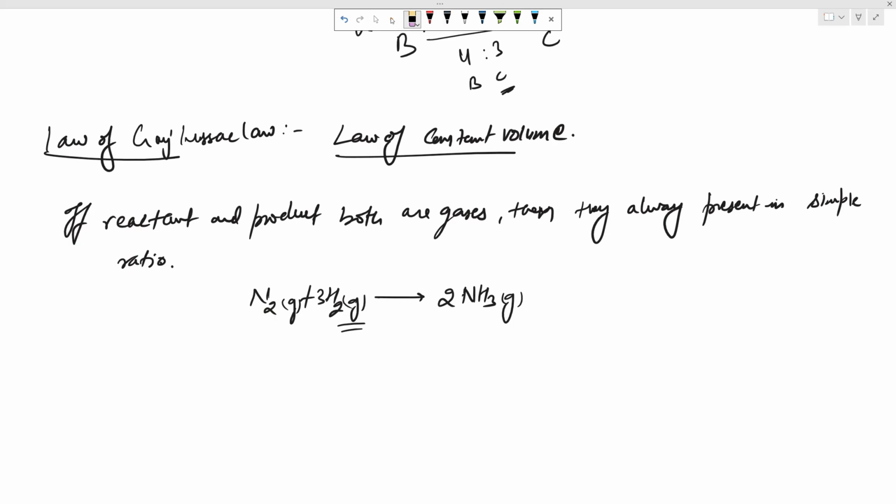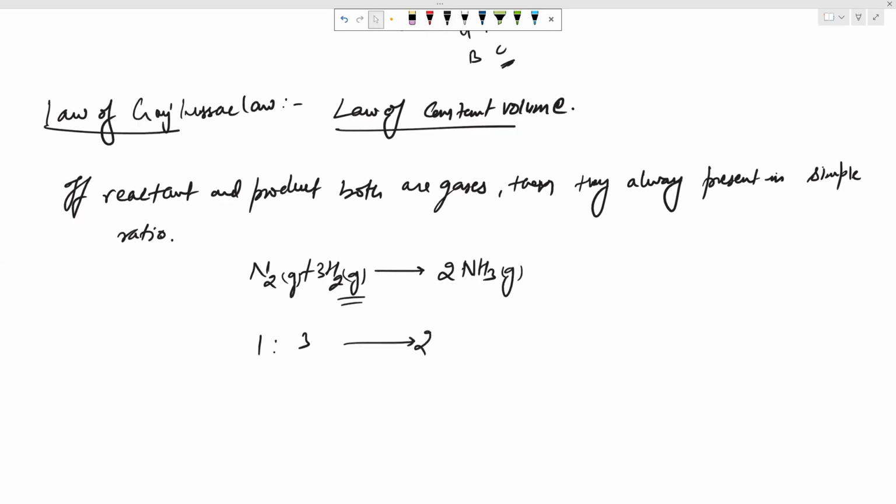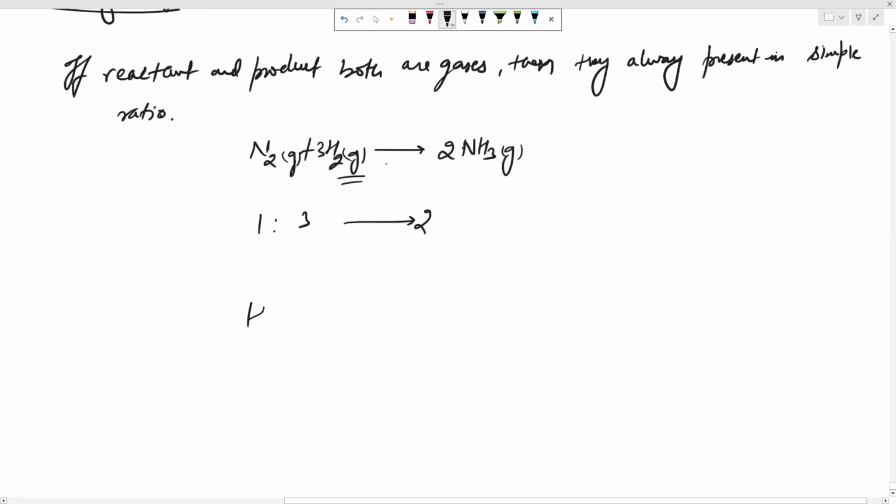So if I'm saying N2 plus 3H2 gives 2NH3, the ratio of the gases is 1 is to 3 is to 2. Got it? Understood? For example, if hydrogen reacts with oxygen gas, it gives you water in gas form.